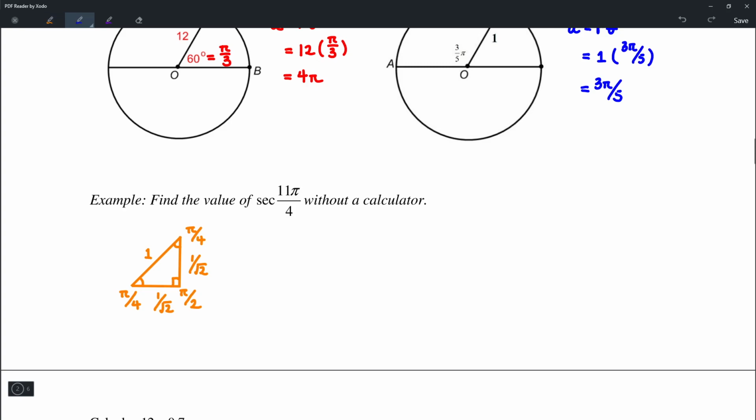And let's go ahead and rewrite. In order to find the trigonometric ratio here, we can simply find cosine of 11 pi over 4 and then take the reciprocal. We know that 11 pi over 4 is in quadrant 2, and in quadrant 2, we know that cosine theta is less than 0. And we know that the reference angle is pi over 4.